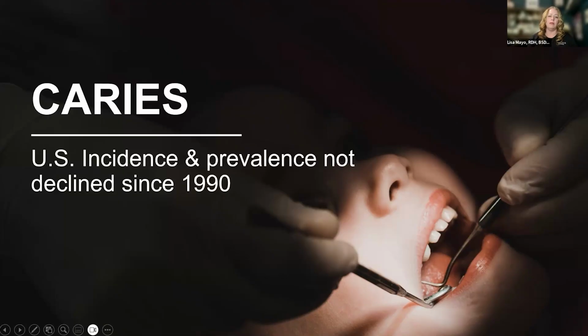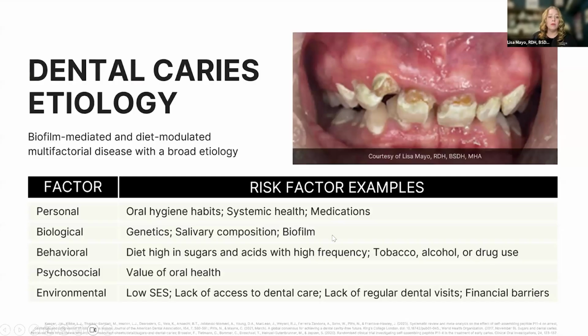And it's telling me that the resources that we do have, the interventions that we're using in our field, if we haven't made a dent in the incidence and prevalence of dental caries since 1990, it's just saying that our preventive measures are being outweighed by the risk factors that people are walking around with for dental caries. What you guys are looking at here on the screen is the American Dental Association's current existing risk factors for dental caries.